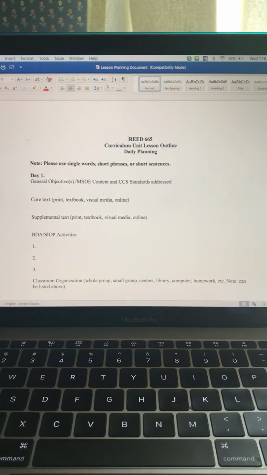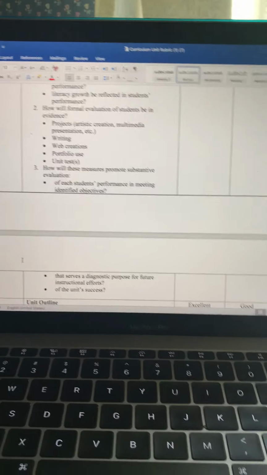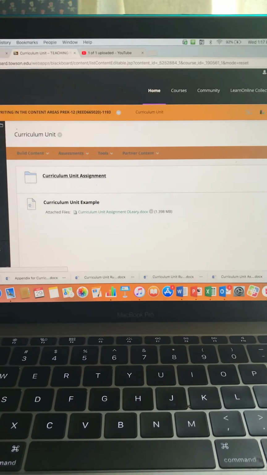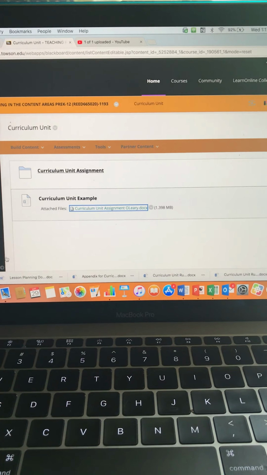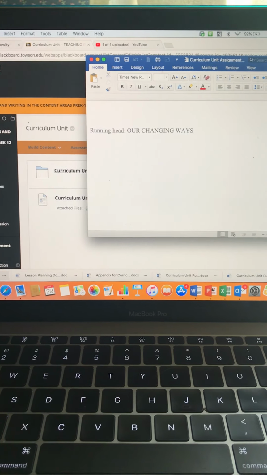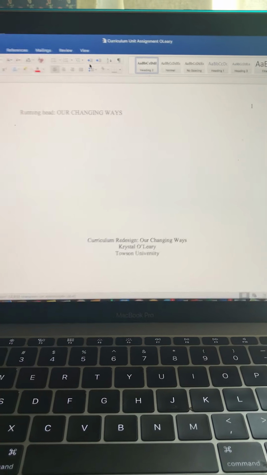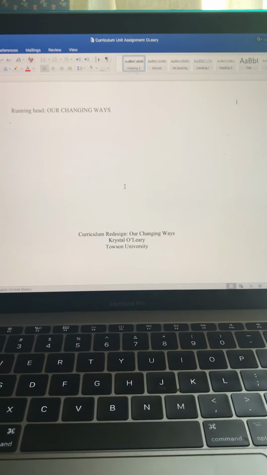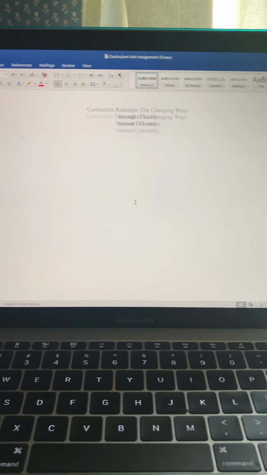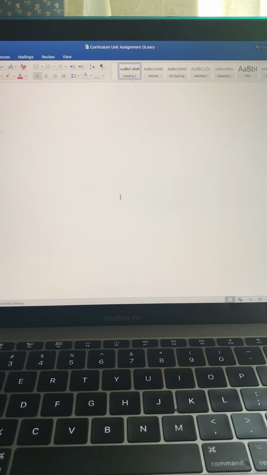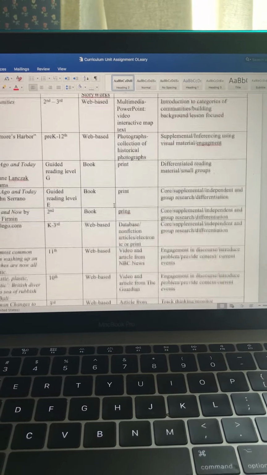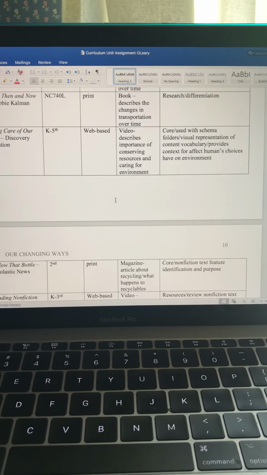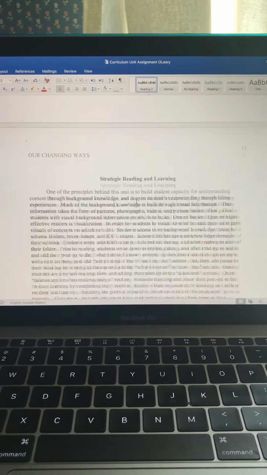And again, if you look back into the site here, you will find a curriculum unit example, and this will be extremely helpful to you as you complete this assignment. You'll see this is with permission. Crystal O'Leary took this course with me last summer and did a great job and laid everything out nicely. So take a look through that when you're ready to go through the curriculum project, and this will be extremely helpful to you.